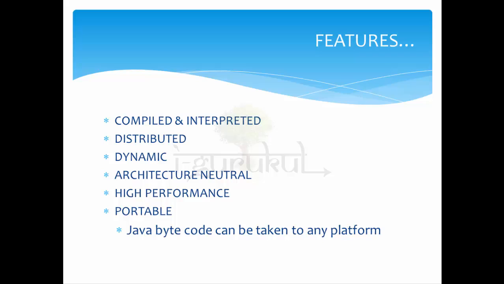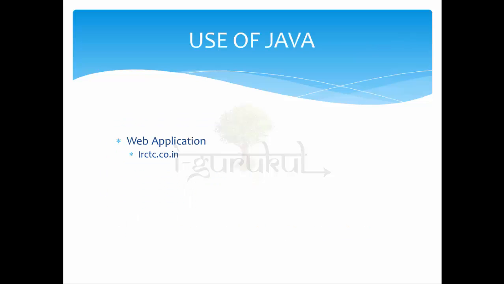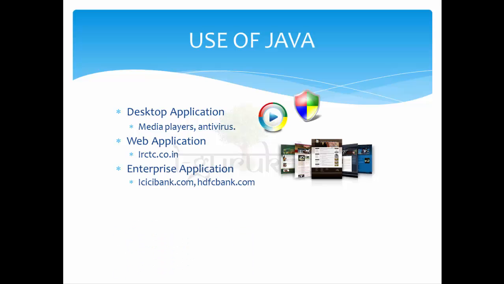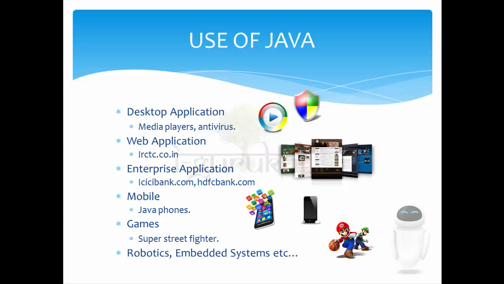Now let's move on to the uses of Java. As I have told you, nowadays Java is used everywhere. So let's take a few examples from our day-to-day life to see the uses of Java. First one is web applications. Many of the web applications you use will be using Java, for example irctc.co.in. Another one, desktop applications: your media player and antiviruses use Java. Enterprise applications: any banking application uses Java. You can check it for yourself. When you go for any transaction on any bank site, it will ask for Java first. Mobile applications: even mobile phones are based on Java. Games, robotics, embedded systems, everything uses Java.